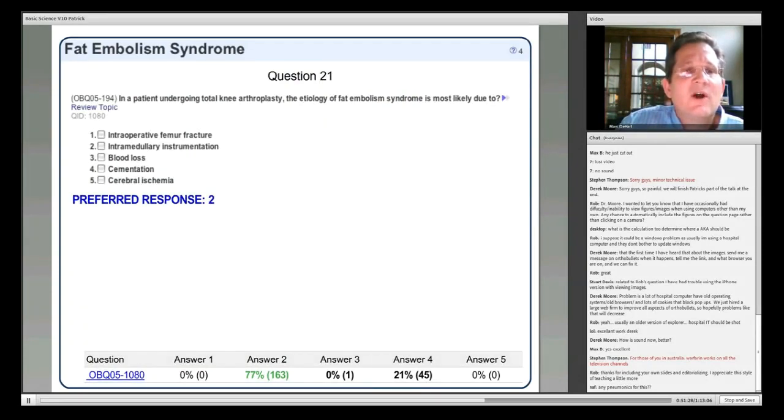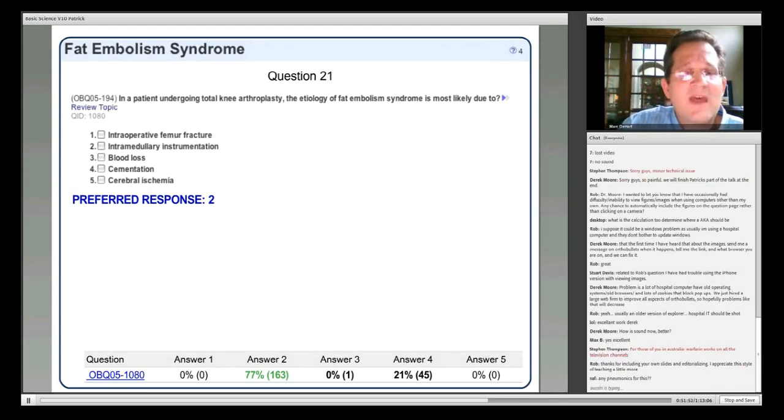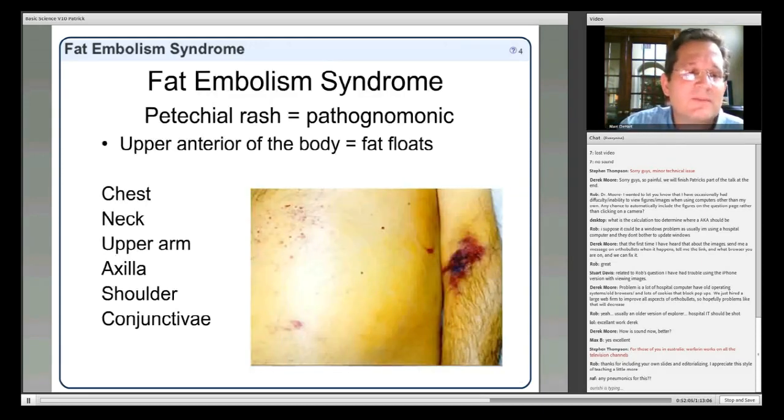When we do a total knee arthroplasty, the etiology of fat embolism syndrome is most likely due, well, we hope it's not most likely due to a femur fracture because you're doing your knee wrong if that happened. It's not due to blood loss. Cementation might be an answer for a total hip question, but probably not for a total knee question. And cerebral ischemia is what you might get from fat embolism syndrome. So the answer is number 2. A few more of y'all had problems with that one, and I think the cementation is what drew you off. So I think it's the metal rod that you jam in the thigh bone that causes the fat embolism is much more likely than the cementation, unless it was a total hip question.